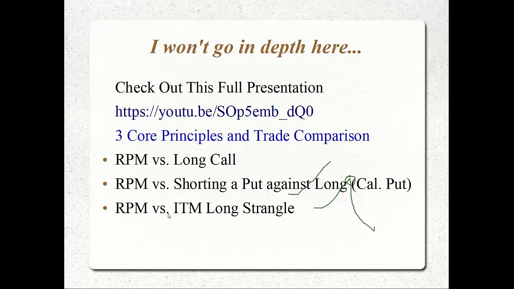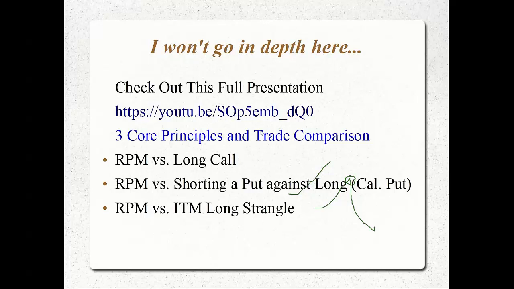Most of the problem there, of course, is that you need a larger move on the upside to see a profit on that strangle than you do in the married put, and I show 2 or 3 examples of that occurring in real market conditions in that webinar, "3 Core Principles in Trade Comparison." You can search for that on the PowerOptions YouTube channel. That'll give you more insight.